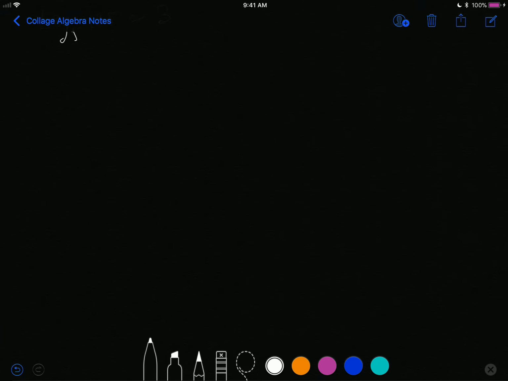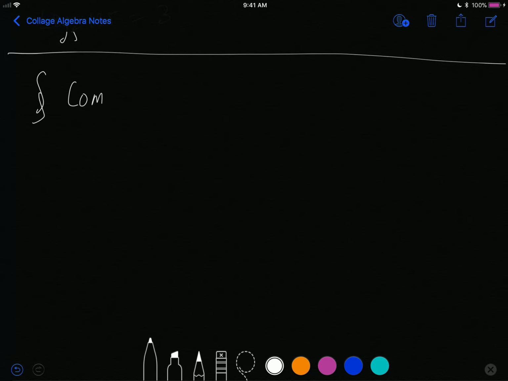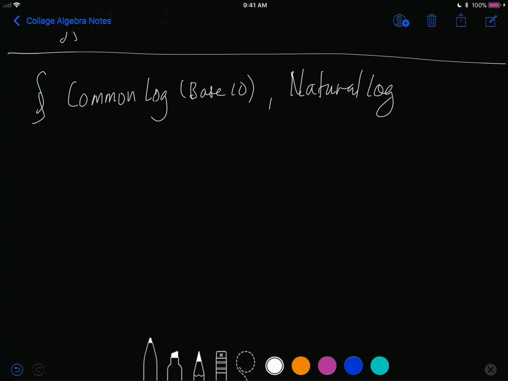Now we need to stop right here and handle some information we need to know. And those are your common log and your natural log. A common log is a log of base 10. Your natural log is a log of base e. Remember e, that special number, 2.71828?